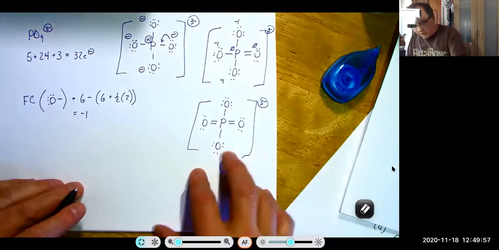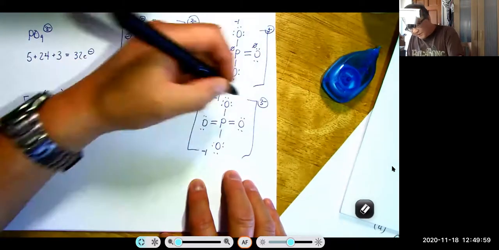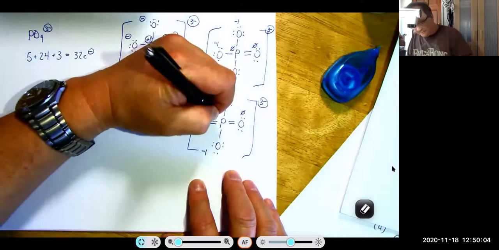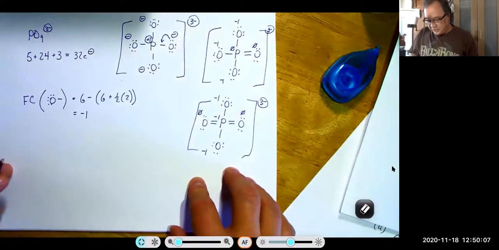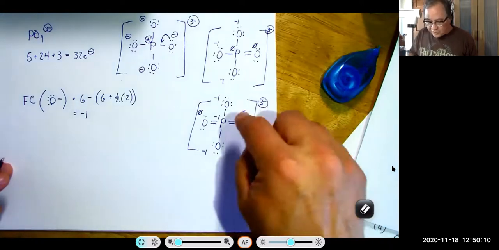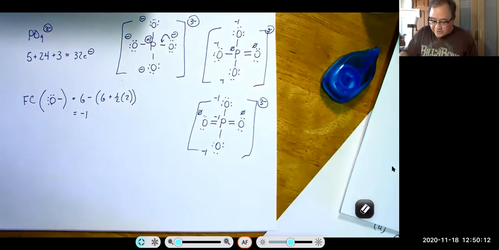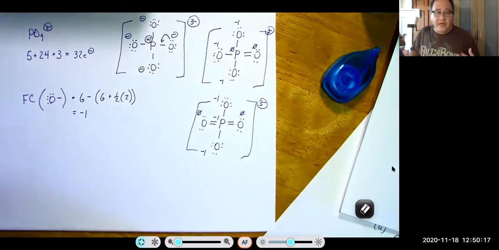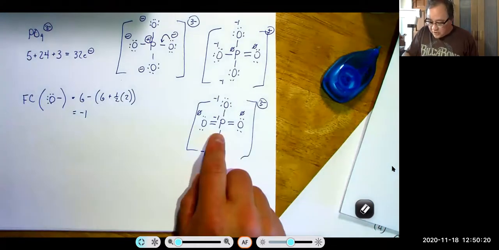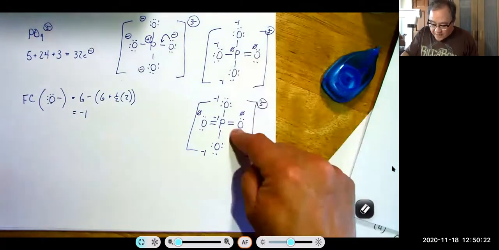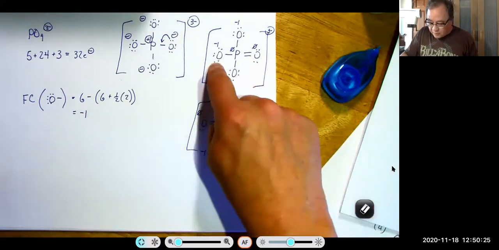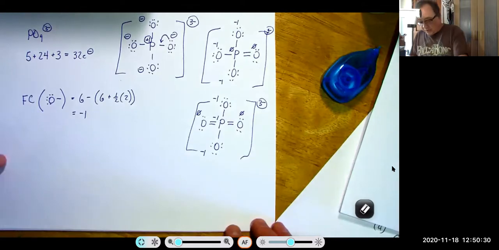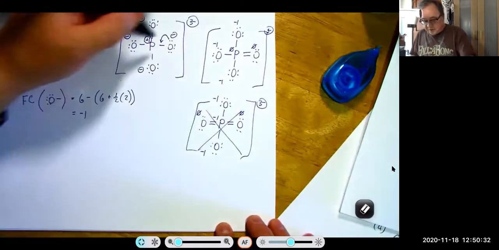So the formal charges here are -1, -1, 0, 0, and -1. Compare these two, which is better? The answer is this one, because if you're going to have a negative formal charge, you want it on a more electronegative atom. When we go from here to here, we take a -1 from this oxygen and put it on the phosphorus, which is less electronegative. So we don't like this one. We don't like this one.